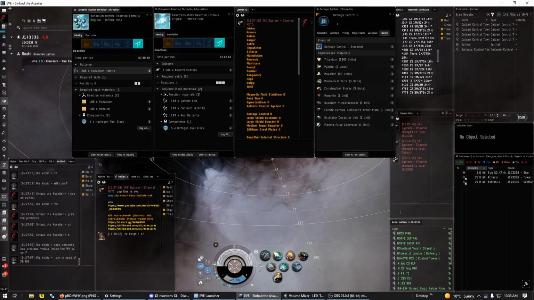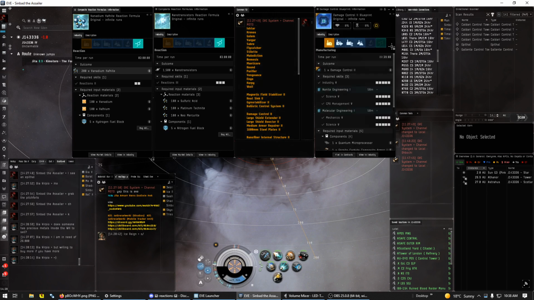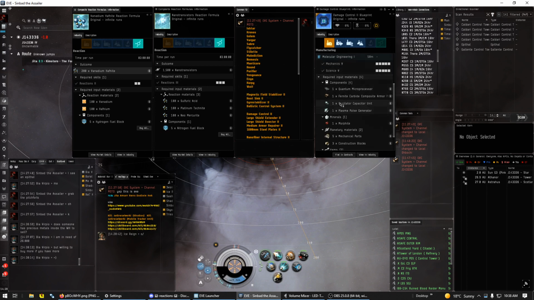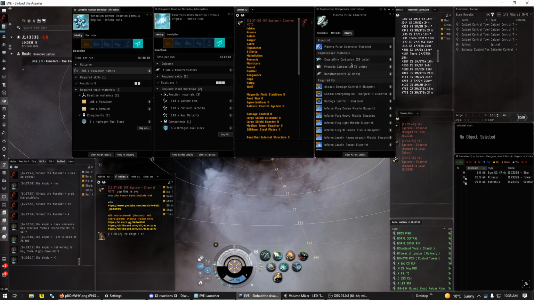In game, I've made a channel, Common T2, so that you can look up items that sell a lot and sell regularly, like damage control 2, for example. You can just click on the link and open up the blueprint, and then you'll be able to see the components that are required for it. You can go into those components and then see what reaction materials are used to make those.